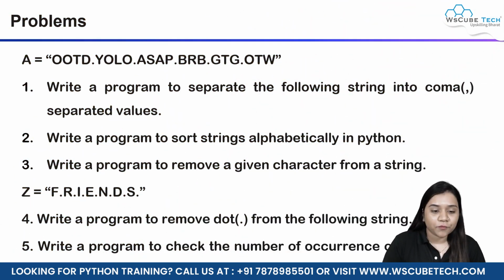So here we have some problems in front of us. Our first question says: write a program to separate the following string into comma separated values. So let's do it. In our session on string methods, we learned that with the help of the split method, we can separate these values. Wherever there is a full stop, we can use the split method to separate it and form a list out of it. Let's see how it can be done.